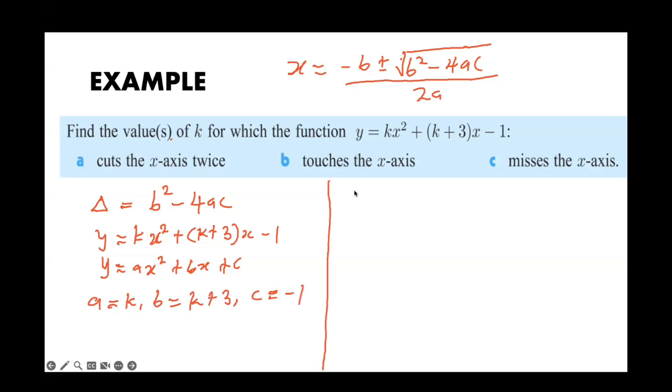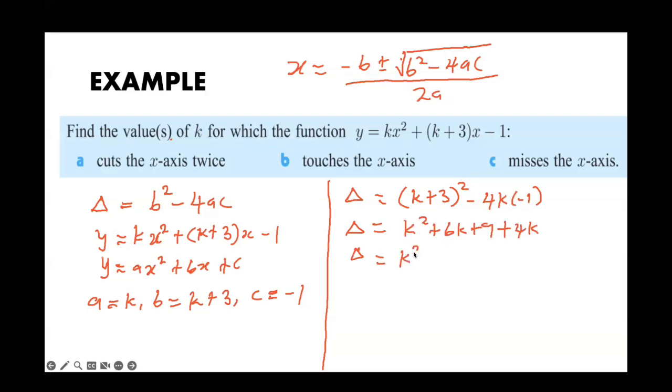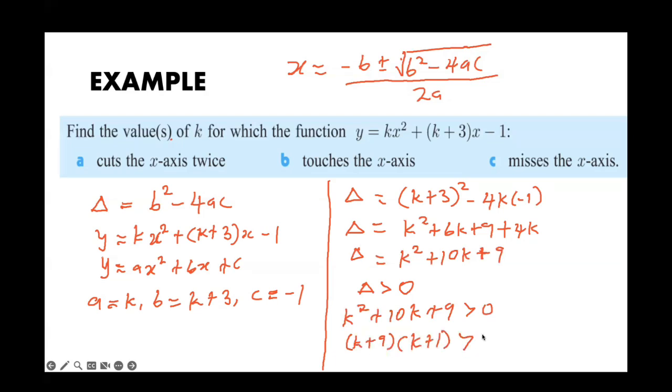It means that the discriminant of this quadratic function is going to be (k plus 3) squared minus 4 times k times -1. If we expand this and simplify, the discriminant is going to be k squared plus 10k plus 9. So if it cuts the x-axis twice, then it means that the discriminant is greater than 0. So basically, we solve the inequality k squared plus 10k plus 9 greater than 0. If we factorize this correctly, we'll get (k plus 9)(k plus 1) greater than 0.